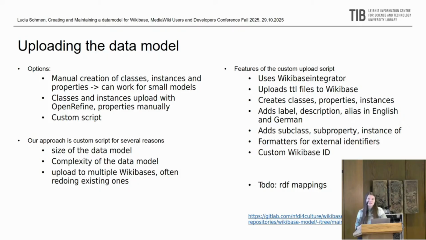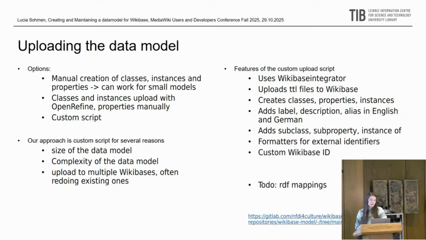And then we also have other reasons, like the size of the data model, which is very big. I think we have like 120 properties, something like that, and a similar amount of classes and instances. So it would take a long time to manually do everything. And it's also a bit complex. It has a lot of information in it.